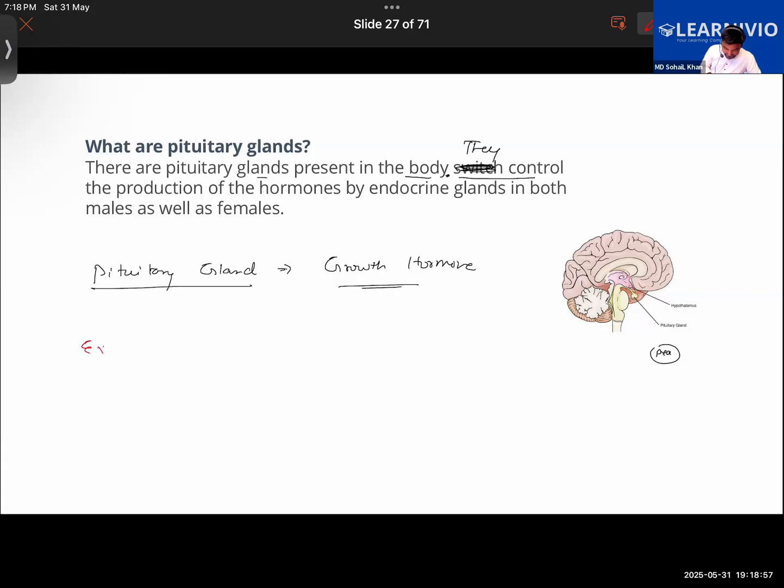So excessive secretion of growth hormone leads to gigantism, and less secretion leads to a condition called dwarfism. Let me give some examples of people you can relate to.